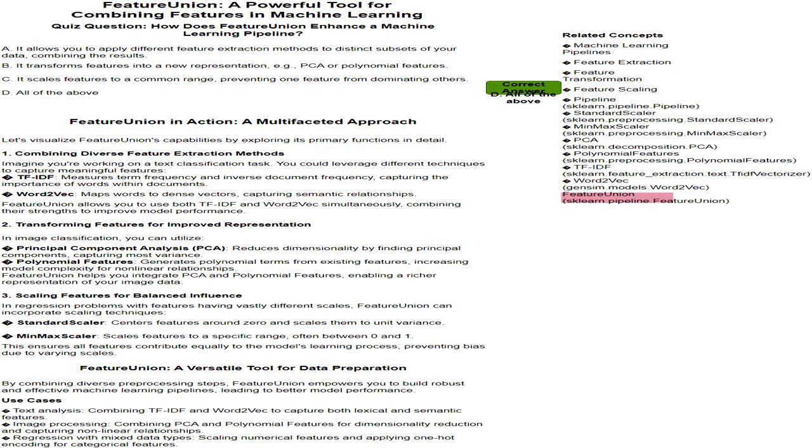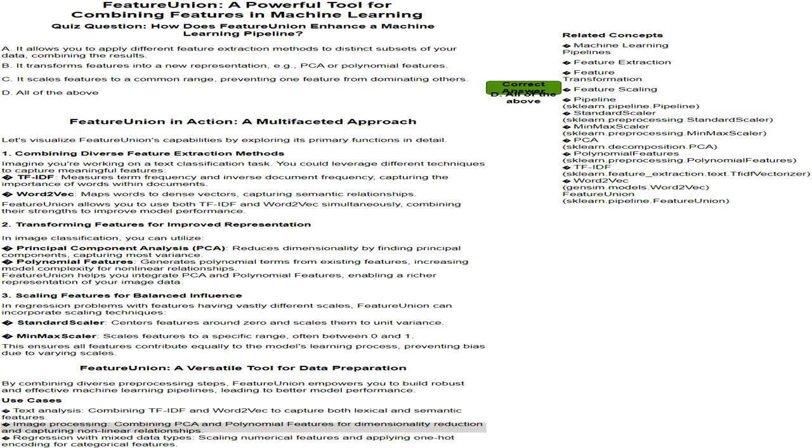Feature union: sklearn.pipeline.FeatureUnion. Text analysis combining TF-IDF and Word2Vec to capture both lexical and semantic features. Sentiment analysis of customer reviews. Feature union can be used to combine TF-IDF, which captures the frequency of words, with Word2Vec, which captures the semantic relationships between words. This combined representation can provide a more comprehensive understanding of the sentiment expressed in customer reviews.